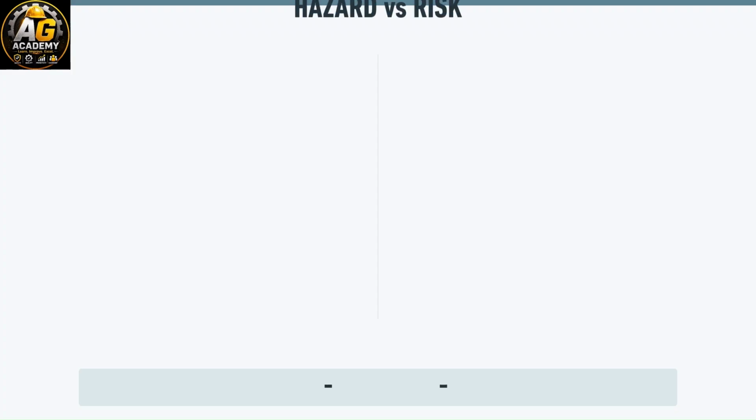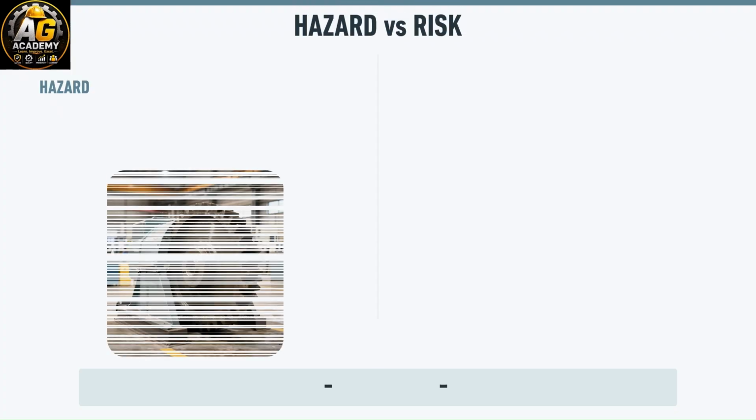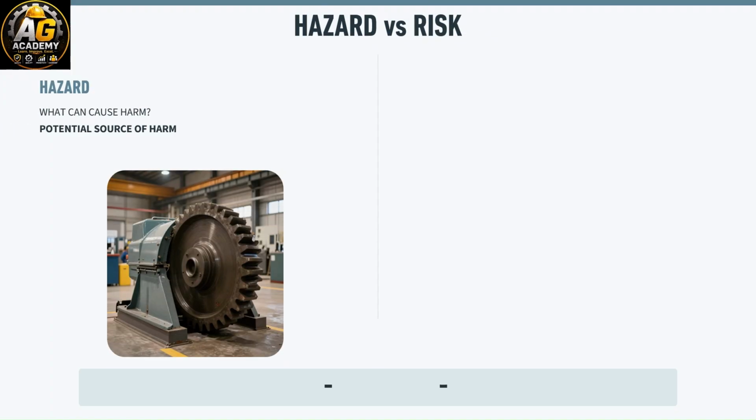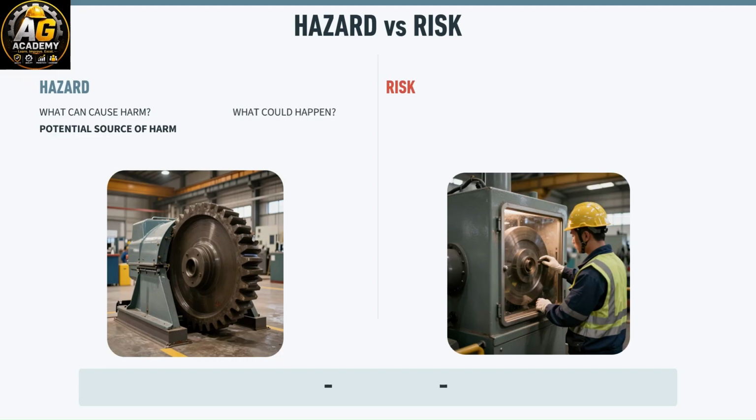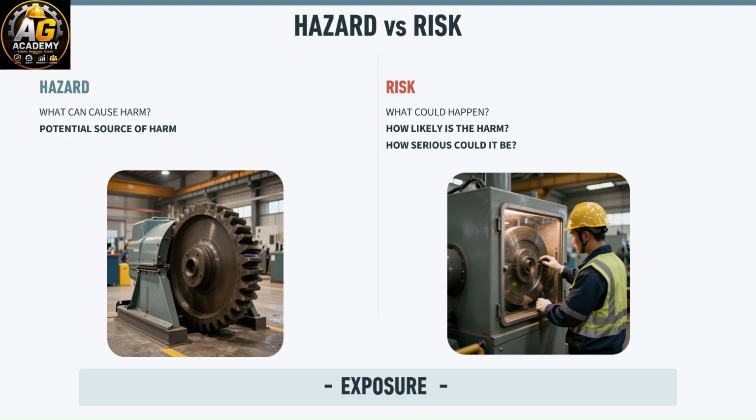Now let's put the two concepts together. Hazard, what can cause harm? Risk, what could happen, how likely is the harm, and how serious could it be? But notice something important between the two. Exposure. A hazard may exist, but risk depends on whether and how someone can be exposed to it. So remember, hazard, exposure, risk.